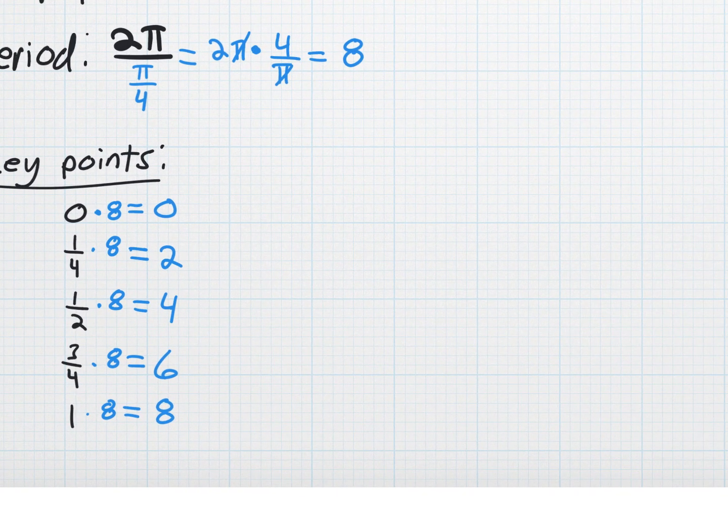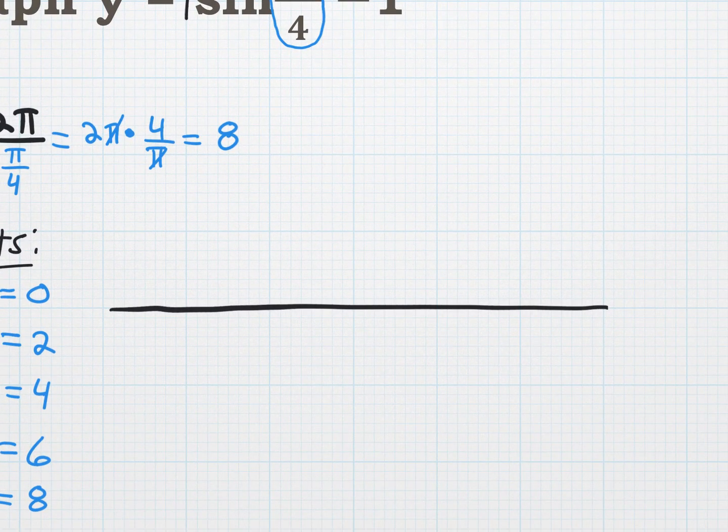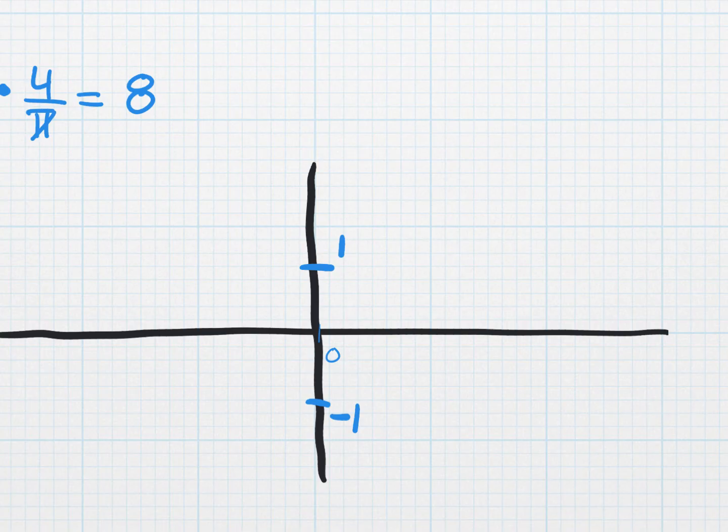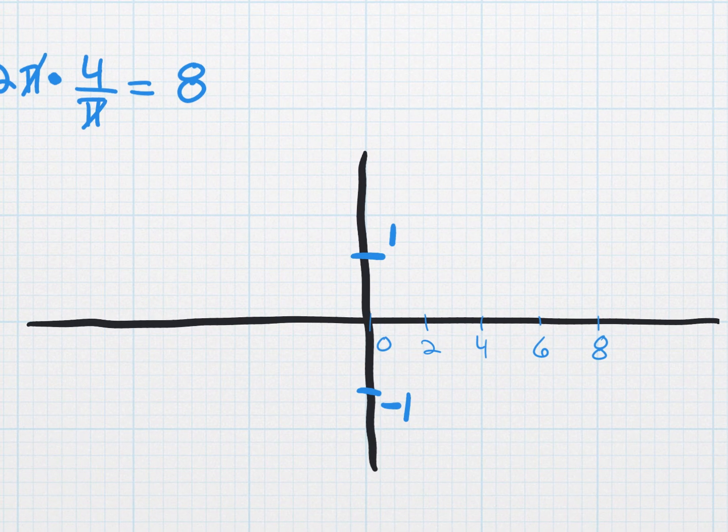Good, right? So now let's sketch this out. I'll mark the points. I'll mark the amplitude. So the amplitude we said is 1. So I'll just mark a 1, mark a -1. And then mark the key points on the x-axis. So 0, 2, 4, 6, and 8. And then same thing in the negative direction. I'm going to go -2, -4, -6, and -8.